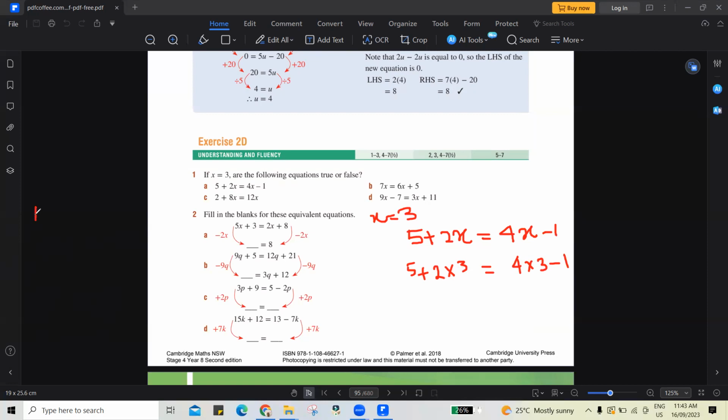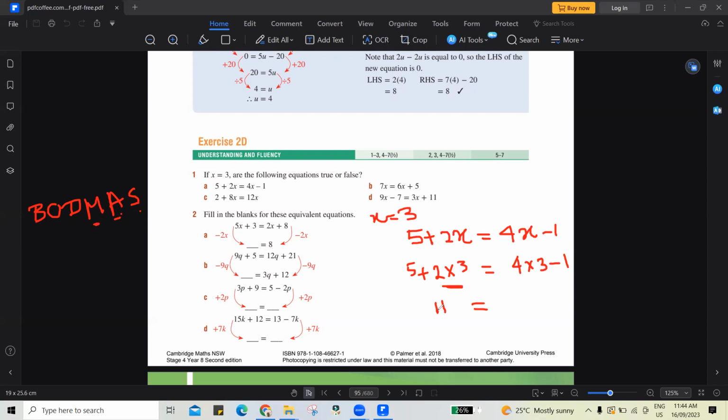Have you heard about BODMAS? That is bracket, order, division, multiplication, addition, subtraction. Then multiplication is first, addition later. This 2 is multiplication, you have to do the multiplication first. 2 times 3 is 6, plus 5, 11.